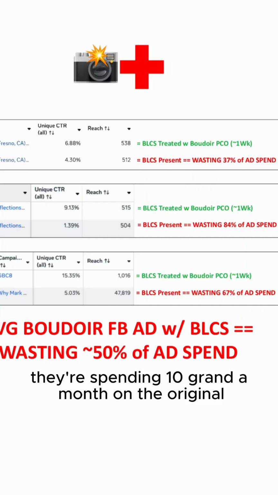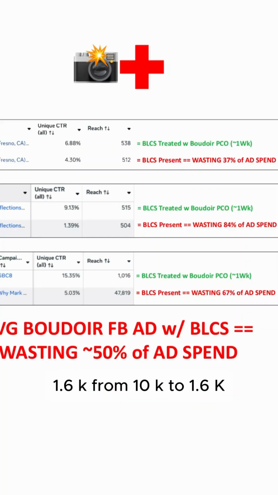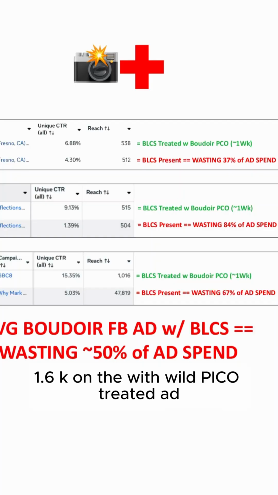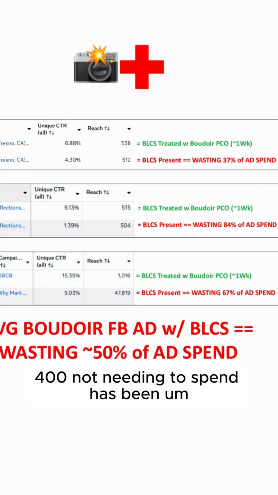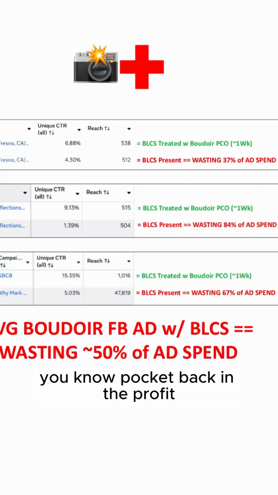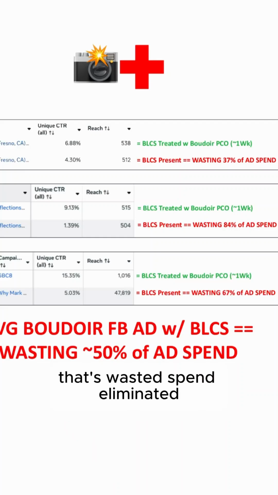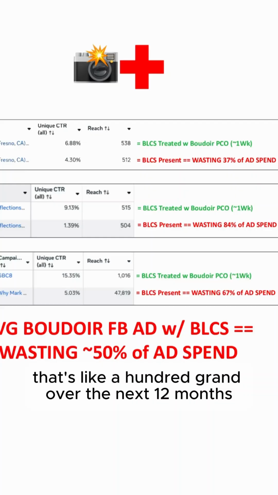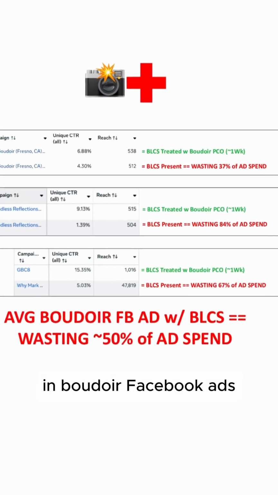So if they're spending 10 grand a month on the original, they now only have to spend 1.6K on the Boudoir Pico treated ad, from 10K to 1.6K, and they'll get that into the same number of women's brains in both scenarios. So that 8,400 not needing to be spent goes back in the pocket as phantom profit, because it doesn't need to be spent. That's wasted spend eliminated. That's like 100 grand over the next 12 months for the boudoir photographer that's spending 10K a month in boudoir Facebook ads.